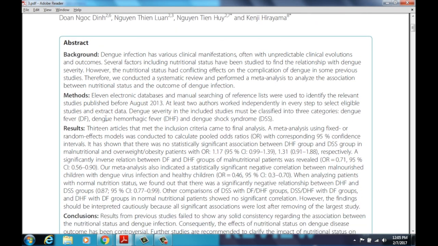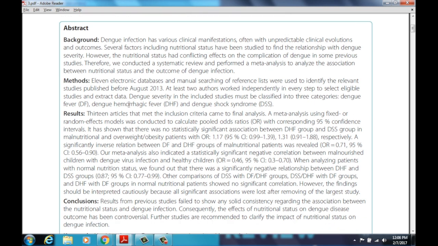Right away, you'll notice that this looks very similar to a systematic review. Again, there is an objective here: to analyze the association between nutritional status and the outcome of dengue infection. And right here, you can see that they mentioned that they used 11 databases and manual searching of reference lists when identifying relevant studies. Now, they don't identify the electronic databases. They may do that later on in the publication. It just may not be included here in the abstract.